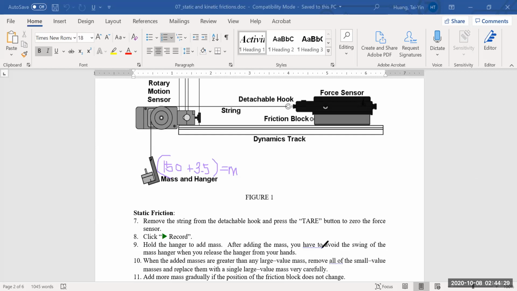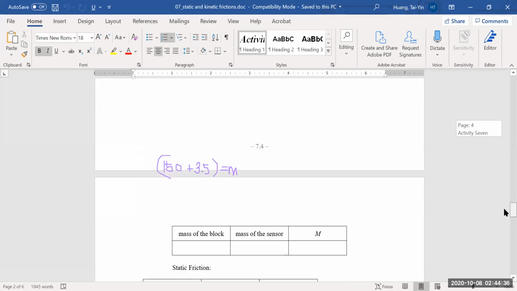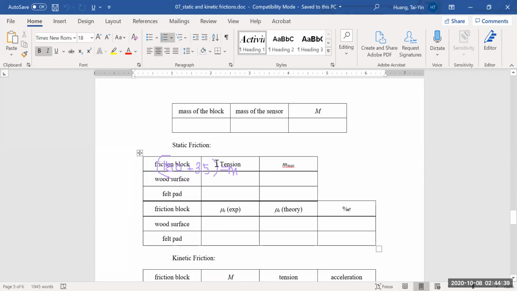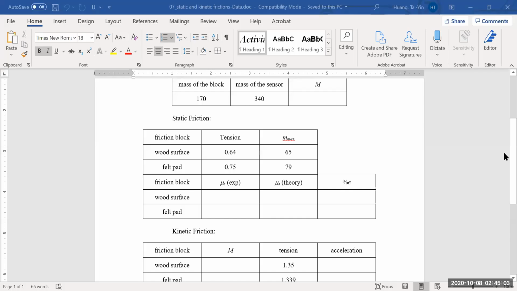Okay, all right. So let's look at the table. The table looks like this. As I mentioned, you were given the mass of the block, the mass of the sensor, and all that stuff. So I think this will be a good time to actually share the data file with you. So the data you're given is this.